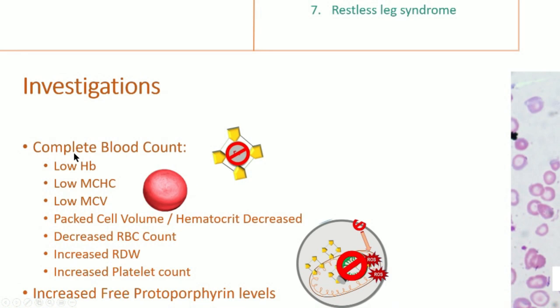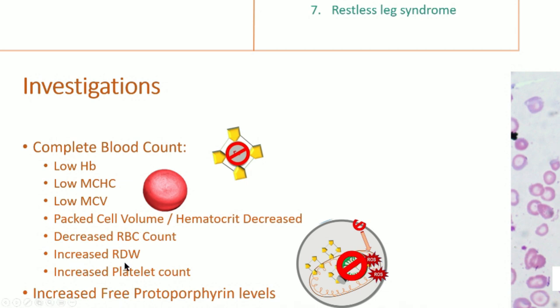Investigations include complete blood count. In complete blood count, there will be low hemoglobin, because hemoglobin production is deficient, low mean corpuscular hemoglobin concentration, and the size of the cell is small, so there would be low mean corpuscular volume, low MCV. So packed cell volume would also decrease due to decreased RBC count, as well as decrease in size of the red blood cell. Then there would be decreased RBC count, because lifespan of RBC is reduced due to damage to the RBC membrane mediated by the free protoporphyrin.